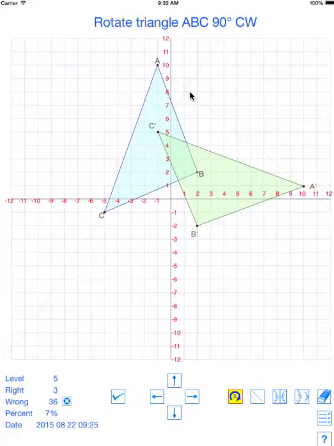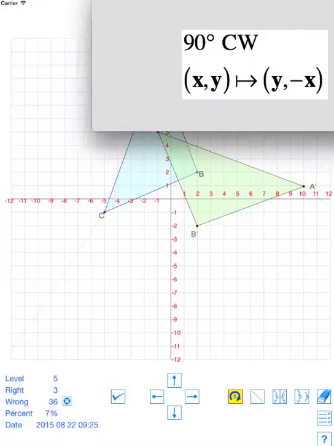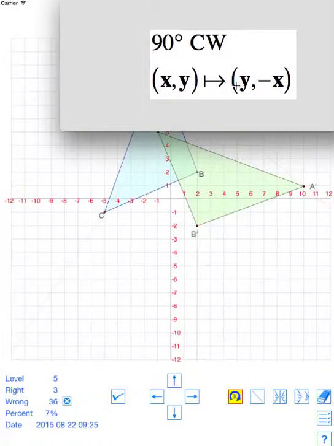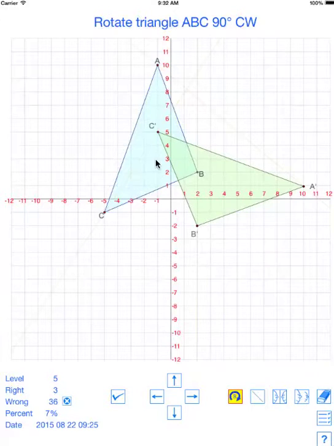There's another method. If you look at your A is -1, +10, and your A prime is +10, +1. So the X and Y switch position, but the X also switches sign. We can use a mapping notation saying that (x, y) gets mapped onto (y, -x). So the X and Y switch position, but when the X moves and becomes the new Y, it also changes sign. If you look at your C point, for example, it's -5, -1, so that's going to become -1, +5, like that. Then we click on our check button to check to see if we're right.